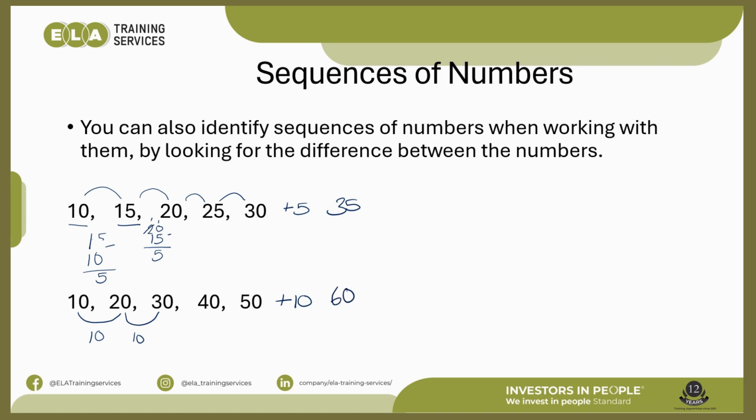It may be as well that you need to fill in a gap, so it may give you this number. Then you have to work out that 70 and 80 fit in those gaps.